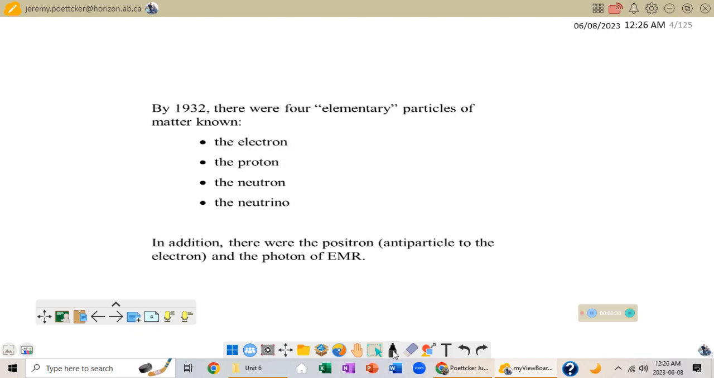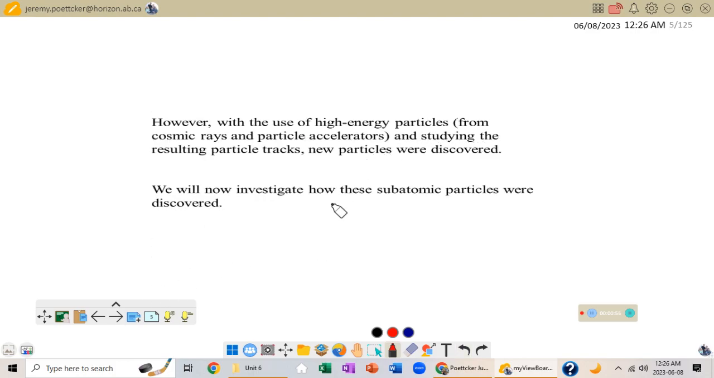By 1932, we knew about 4 different elementary particles. We had electrons, we had protons, we had neutrons, we had neutrinos, we had positron, which is the antiparticle of the electron, and then, of course, the photon of EMR. And these were thought to be elementary, as in you couldn't get smaller than this. But with the use of high-energy particles from cosmic rays and particle accelerators and studying the resulting particle tracks, new particles were discovered. So how?